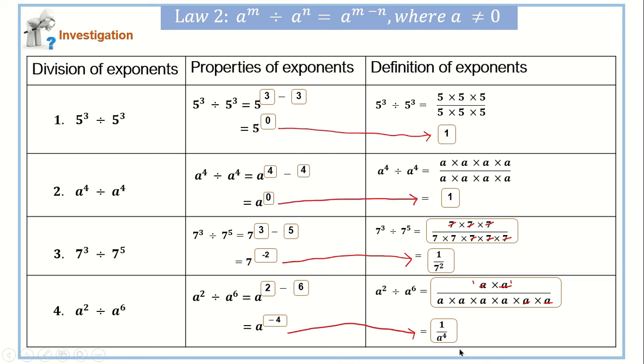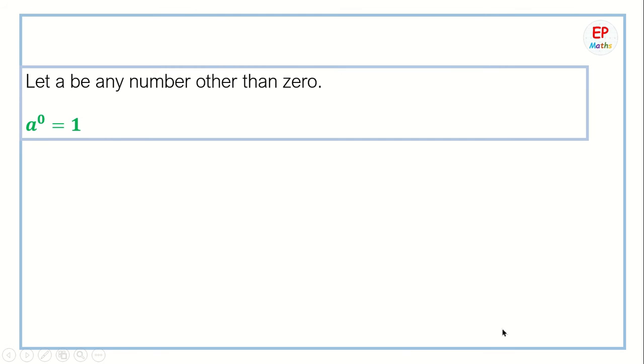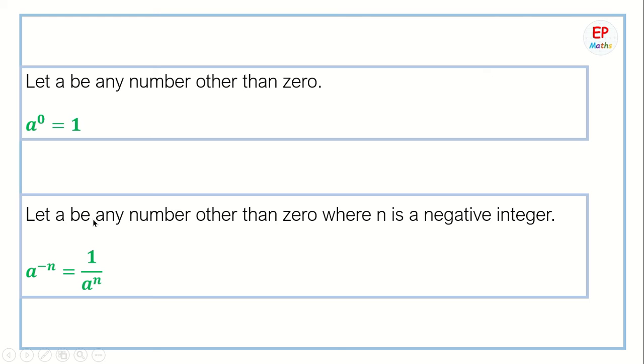So now, what does this mean? From our investigation, we can say that let a be any number other than 0. It means that a is not 0. Then a to the power of 0 equals 1. Let a be any number other than 0, where n is a negative integer. So a to the power of negative n equals 1 out of a to the power of n.